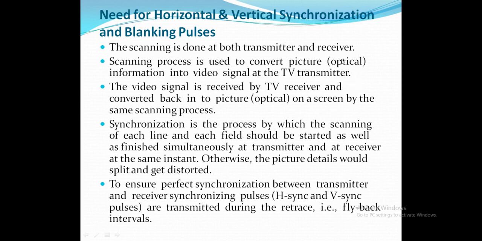Coming to the transmitter side, the scanning process is used to convert the picture information into a video signal, that is, the optical information into an electrical signal. That is done at the transmitter side. Coming to the receiver side, the video signal is received by the receiver and converted back into a picture, that means optical information on a screen, by the same scanning process.